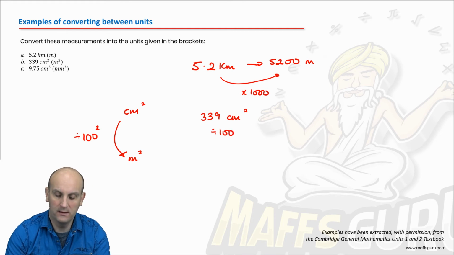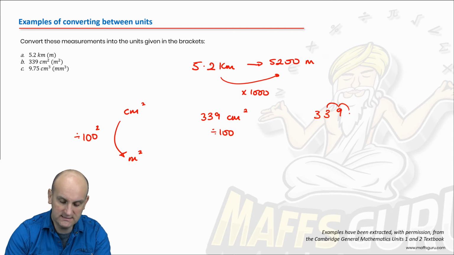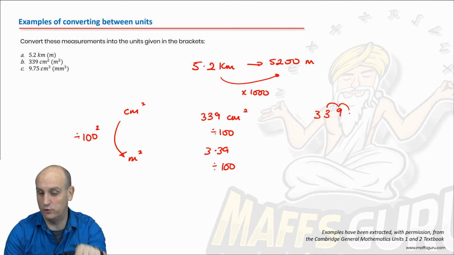How do I do that? I bounce the decimal point 2 places to the left. So I've got 339. There's my decimal point, bounce it 2 places. That gives me 3.39. But then I have to divide by 100 again because I've squared. I've got to do it twice.